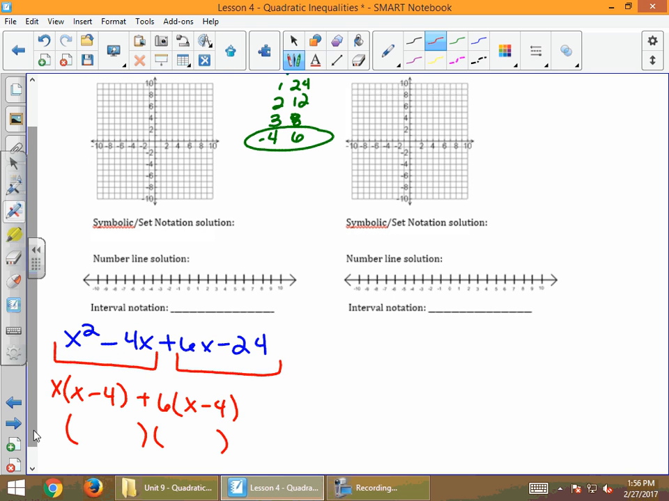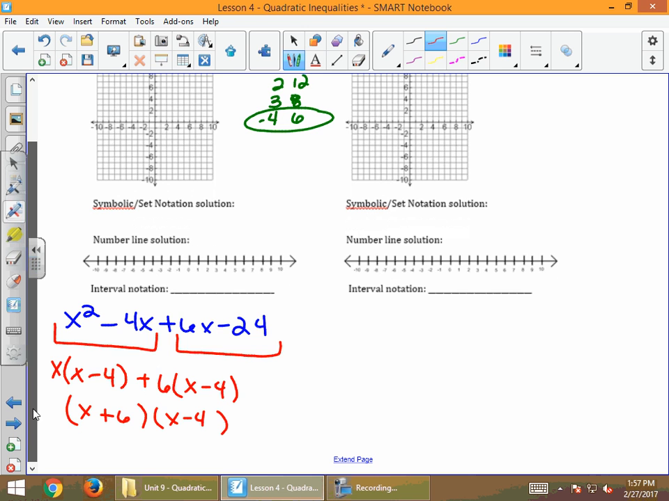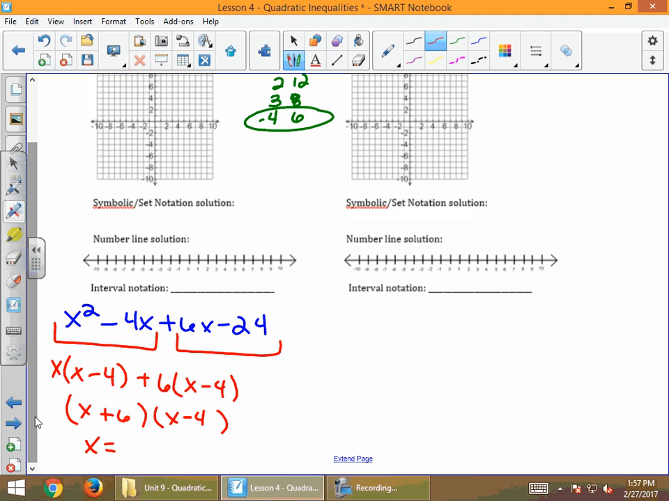What's going to go in the first parenthesis? 6. What's going to go in the other one? Again, they're interchangeable. You could do an x minus 4 in the first one, x plus 6. So when we solve, because we are solving, x ends up equaling what? Good. Because again, you have to set these equal to 0 and solve. So when you solve here, you get negative 6. And when you solve here, you're going to get positive 4. So there are our roots.